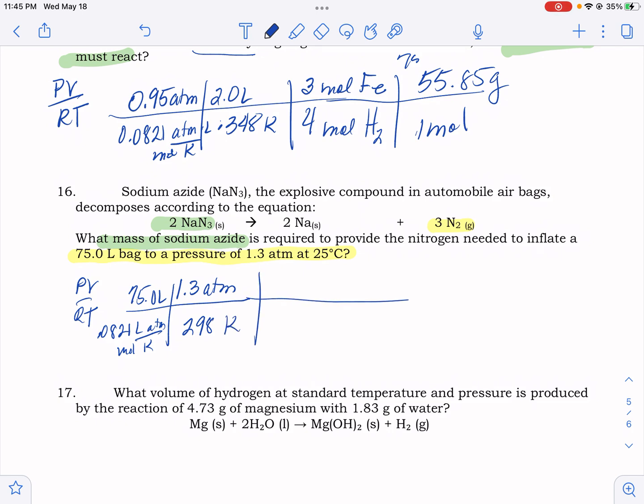All right, next up would be the ratio. We are starting with nitrogen. 3 moles of nitrogen will require 2 moles of sodium azide. And then we need to multiply by the molar mass.